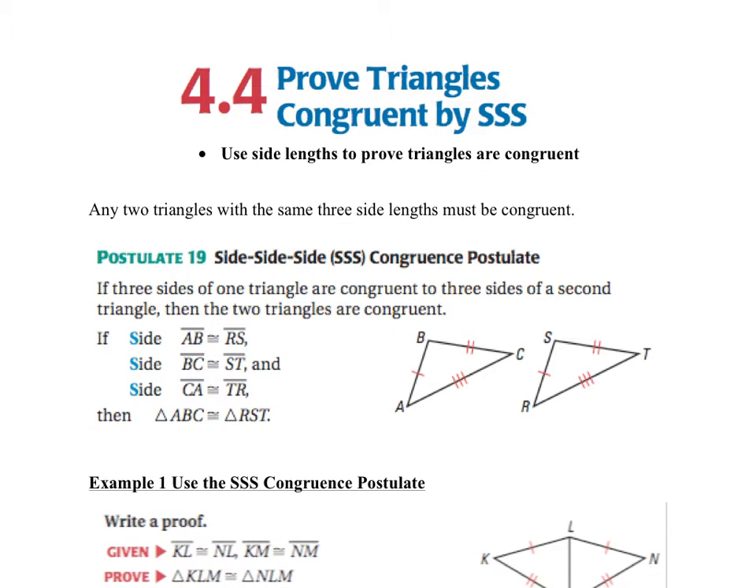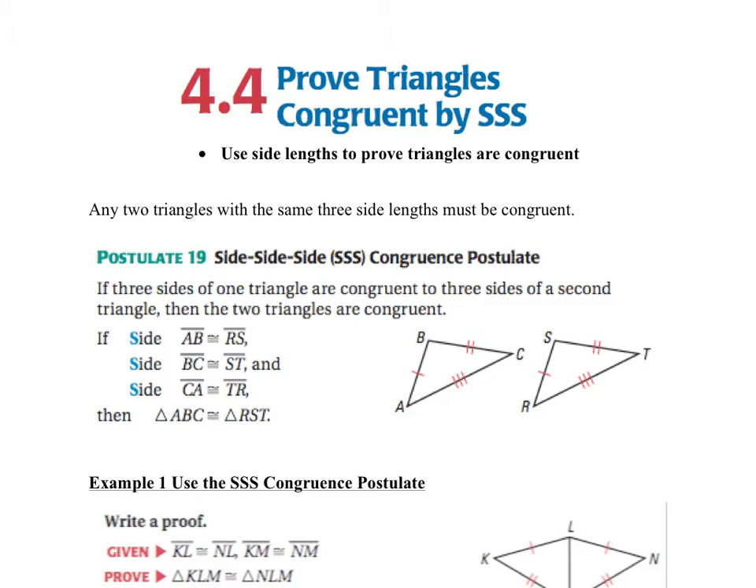Okay, lesson 4.4, we're going to prove triangles congruent using side lengths. First postulate, or the only postulate in here, is the side-side-side congruence postulate. So it basically says that I have three sides of one triangle congruent to three sides of a second triangle. And you just match up the corresponding sides.